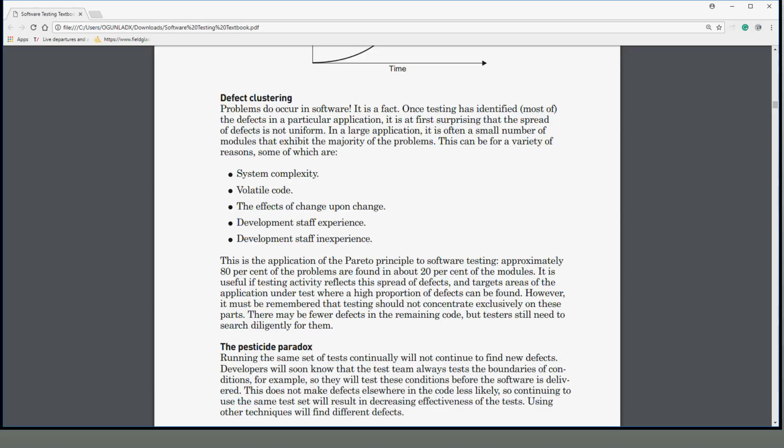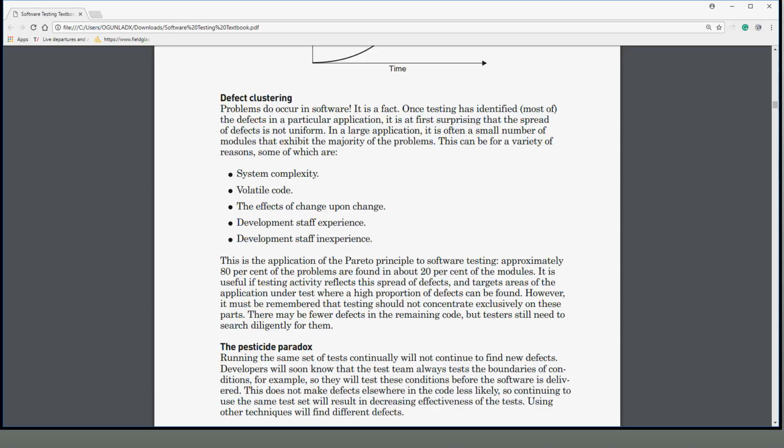Is it maybe because the system is so complex in that area, or the code is volatile there, or every time things change in that particular area of code, or maybe because of the experience of the staff, or their inexperience also. Like the Pareto principle, 20% of the bugs that you find are going to exist in 80% of the area. So it's basically like 20% to 80%.